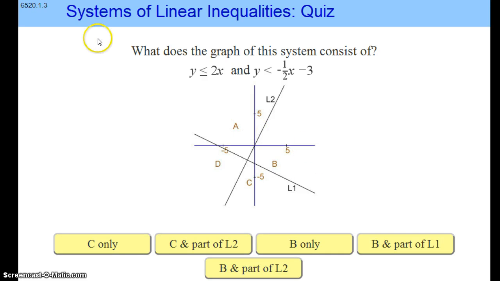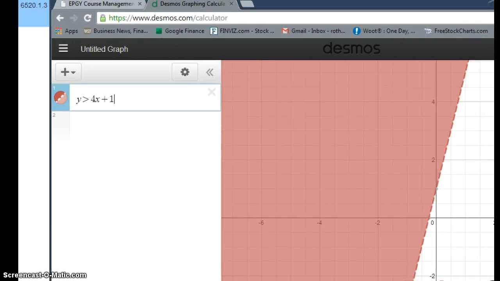This video is on systems of linear inequalities. Okay, so what does the graph of this system consist of? How would we go about solving this? First, you should know how to graph a linear inequality. So I have an example for you.